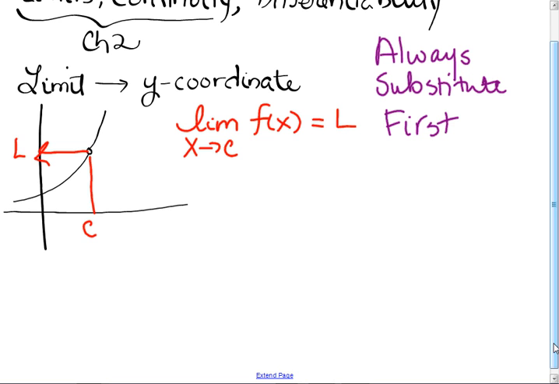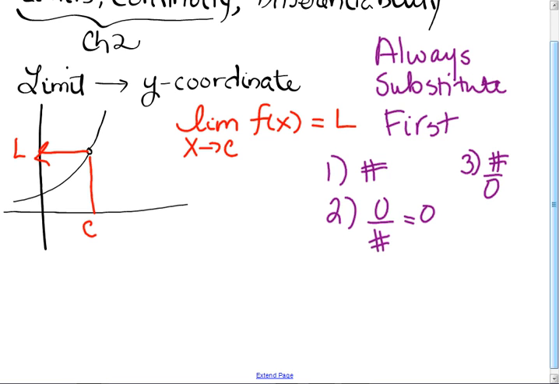Remember there are 4 things that can happen when you substitute in that c value. You could just get a number. Or you could get 0 divided by a number. And what's 0 divided by a number? It's 0. You could get a number divided by 0. What happens there? It's a vertical asymptote. And so we're going to say undefined. And that's okay. I've seen that on the exam when they say undefined.